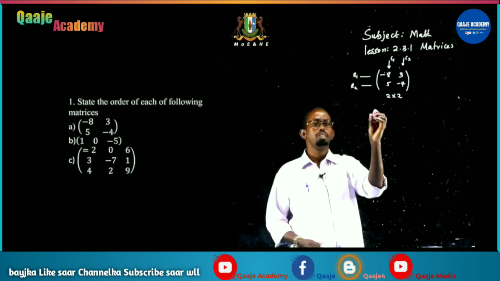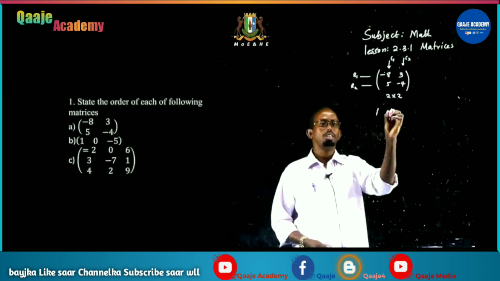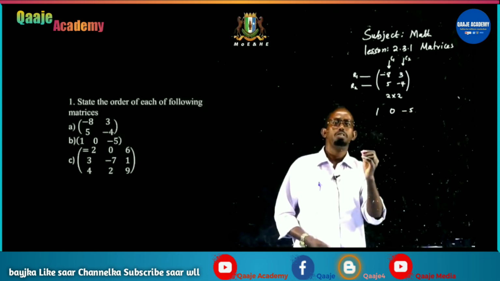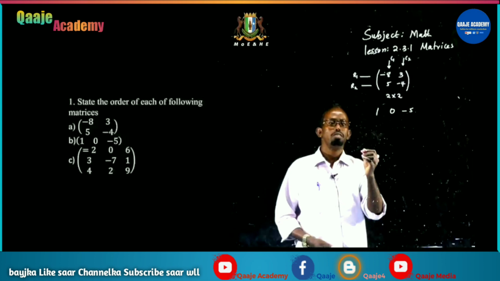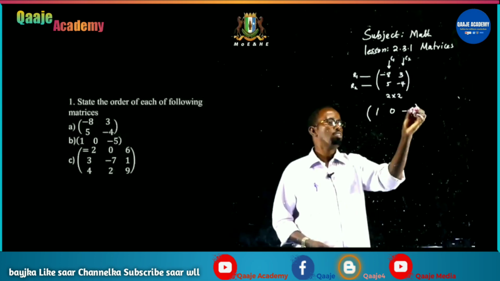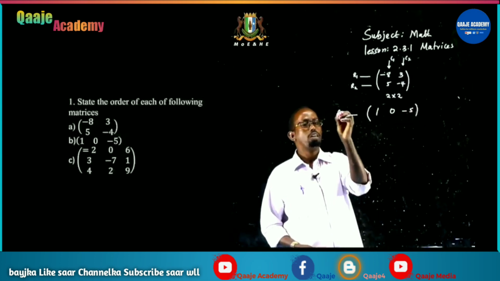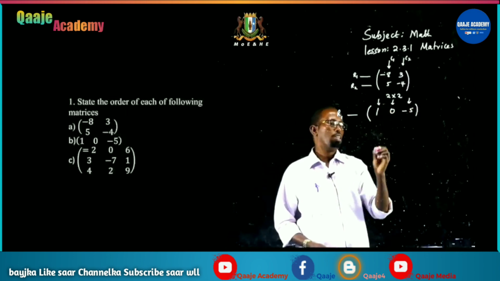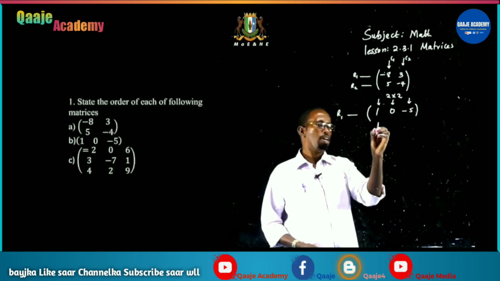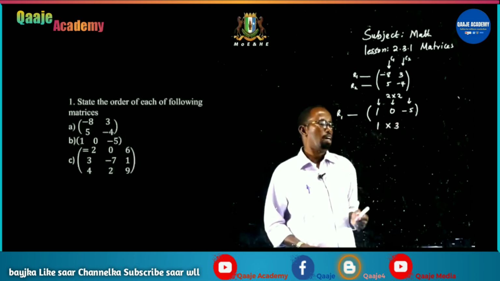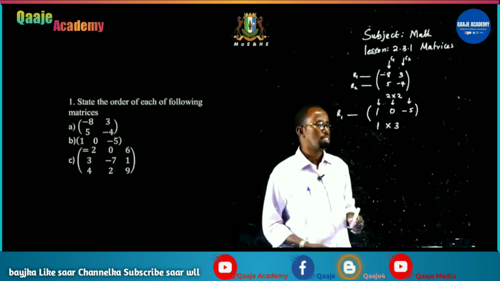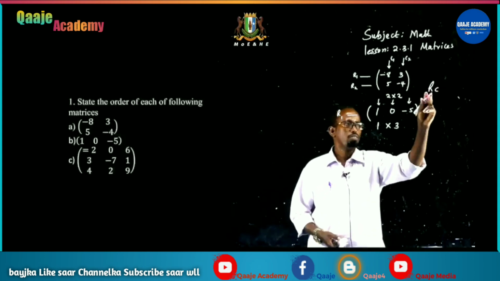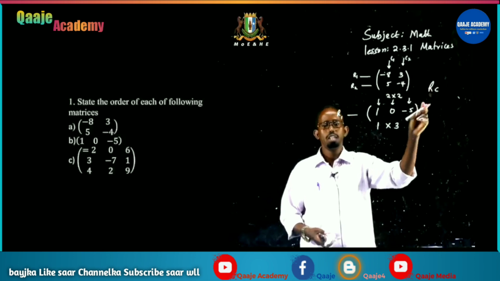The next one is B. We have 1, 0, minus 5. We only have that one. So this is only one row, R1, but the columns are 3: 1, 2, 3. So this is 1 by 3. R, C. You always start with R and then followed by C. Rows and then columns.